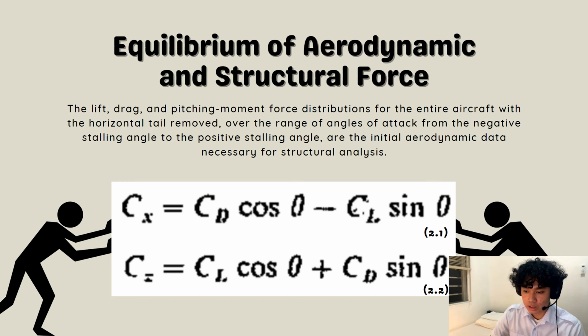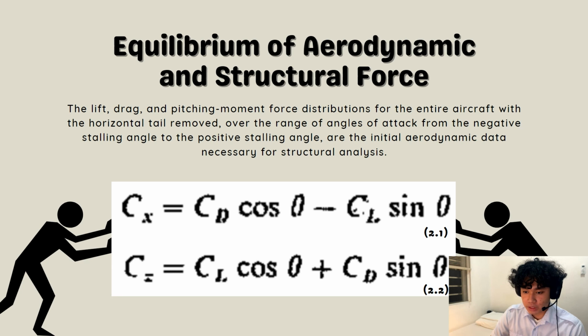The lift, drag, and pitching moment force distributions for the entire aircraft with horizontal tail removed, over the range of angles of attack from the negative stalling angle to the positive stalling angle, are the initial aerodynamic data necessary for structural analysis. Because of unpredictable effects of aerodynamic interference of multiple components, equivalent data for the combination of wing and fuselage, or the wing, fuselage, and nacelles, is difficult to compute precisely from available information.